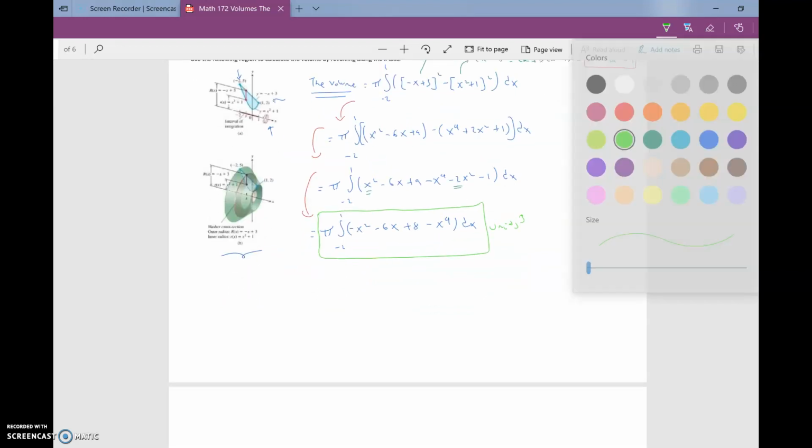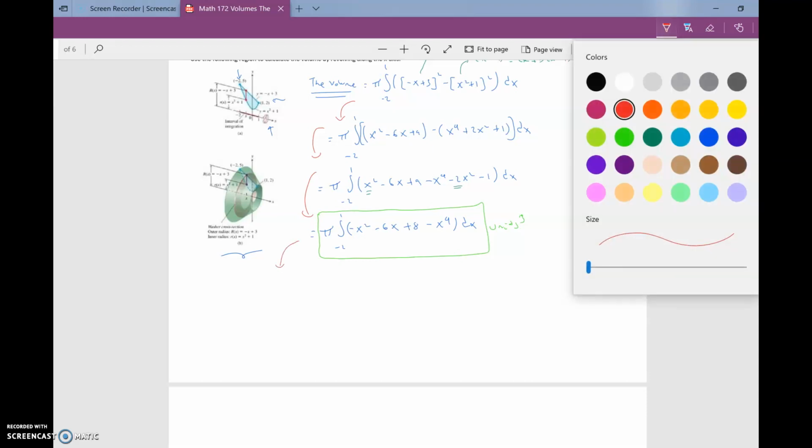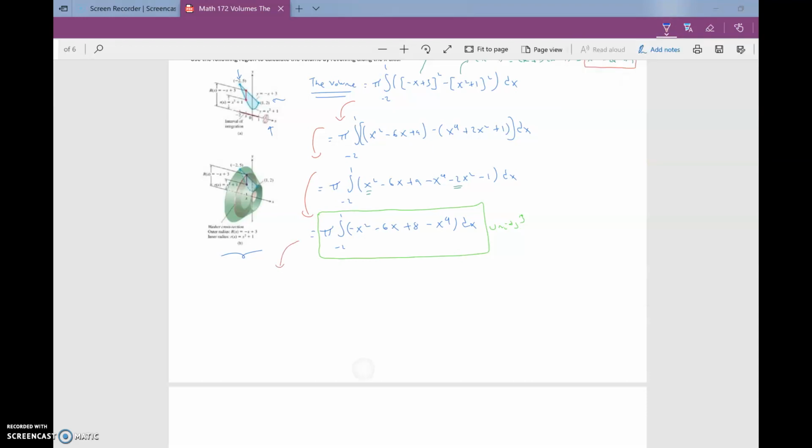Okay, so let's actually evaluate this one completely, and it's going to end up being a little bit messy. So don't forget that we still have a pi. I'll just leave it on the outside, and we're going to be looking at negative x to the third divided by 3 minus the 6x squared divided by 2. We'll simplify that one, plus an 8x minus an x to the 5 divided by 5, evaluated from negative 2 to 1.